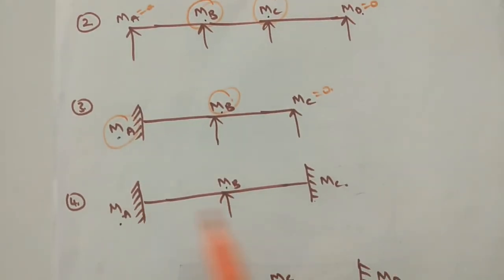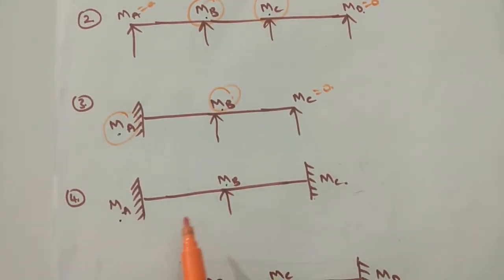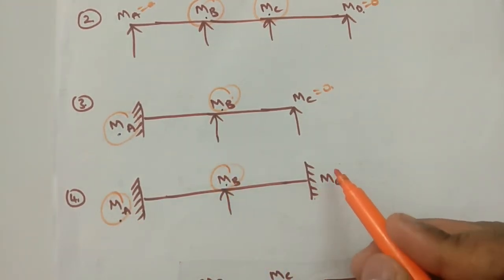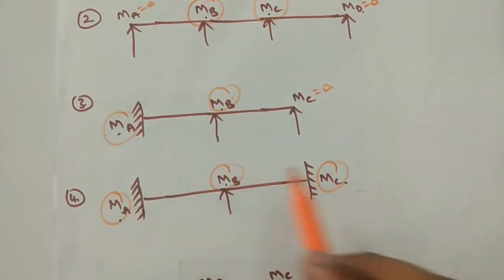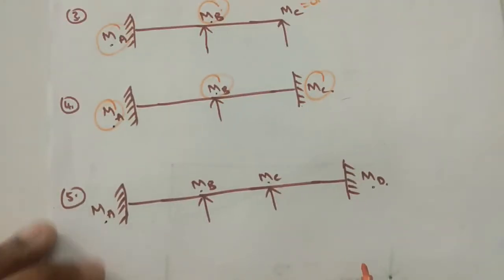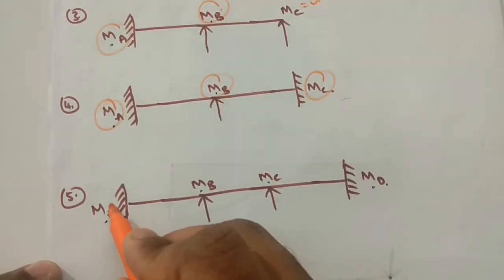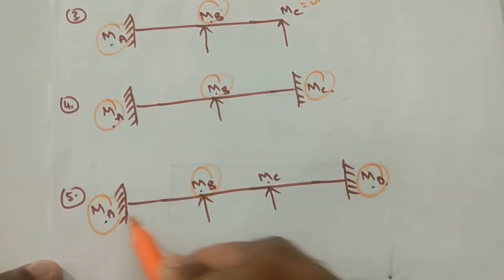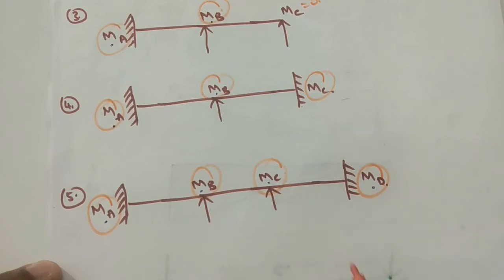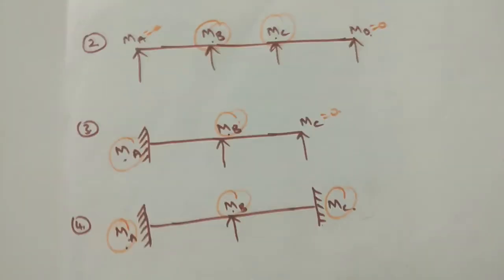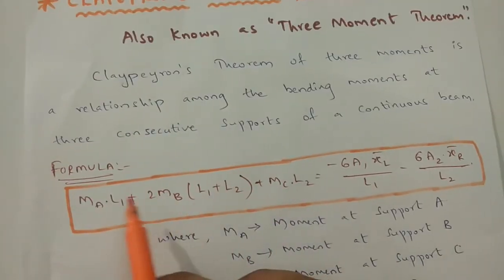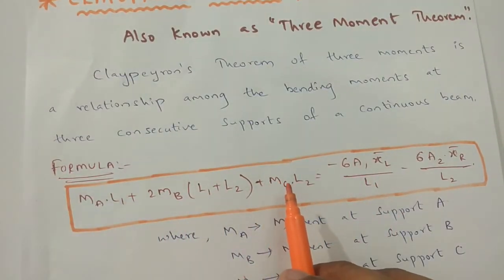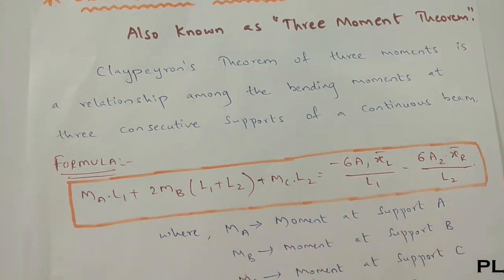Similarly, in this case also, a fixed beam with a central intermediate support, we can determine the values of MA, MB and MC by using Clapeyron's three moment theorem. Similarly, for a continuous beam with this end fixed and this end fixed, we can determine the MA, MB, MC and MD values using Clapeyron's three moment theorem. By using this theorem, we can determine the values of unknown moments.